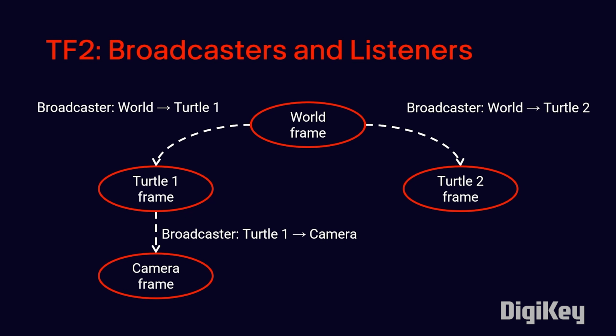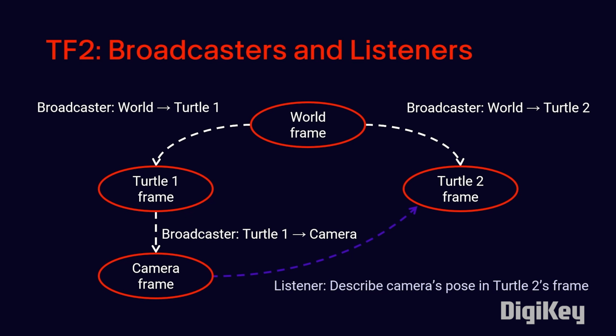To make use of these transforms, we need a listener. This is similar to a subscriber. It listens to the transforms being broadcast to a specific topic and stores them in a buffer. This buffer allows the listener to get the transform between any two frames, not just parent and child, at any given time. As transforms are time-stamped, TF2 will also interpolate between snapshots if needed.